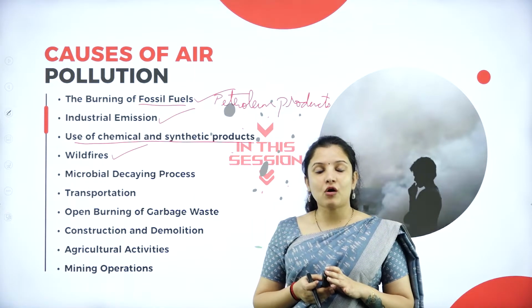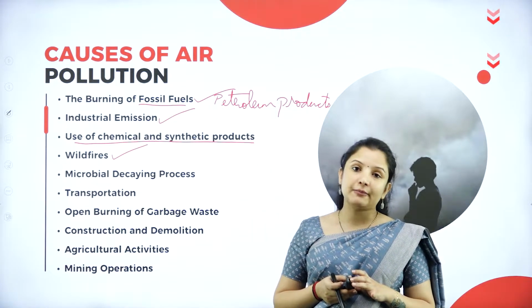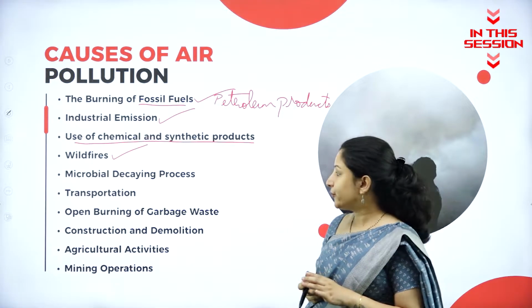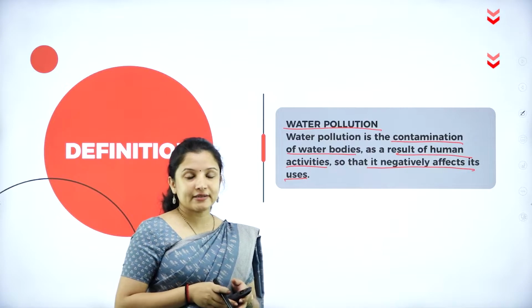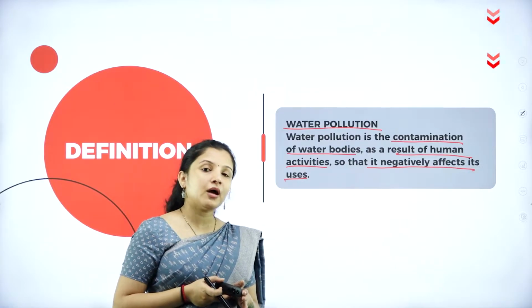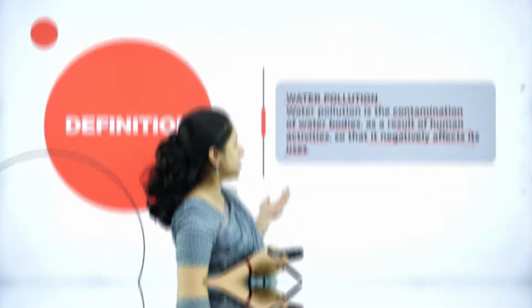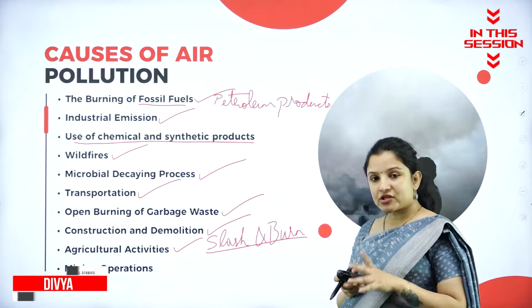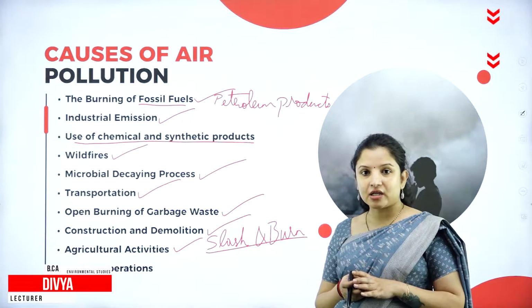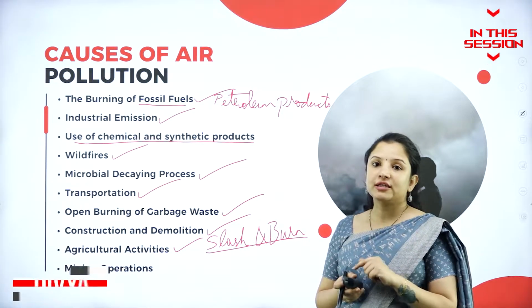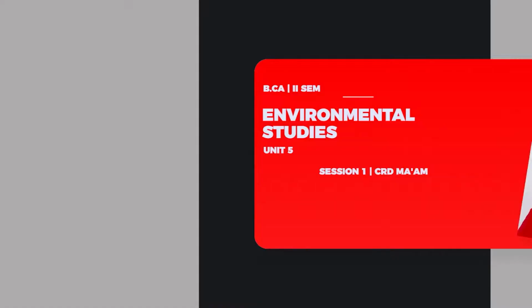Wildfires also cause the emission of a lot of carbon dioxide gas to the atmosphere, causing air pollution. So any water that is drinkable will become unfit for drinking. So that is nothing but water pollution. Slash and burn agriculture was actually banned in Punjab, Haryana regions and all that, because the government thought that was also one of the reasons for the pollution in Delhi.